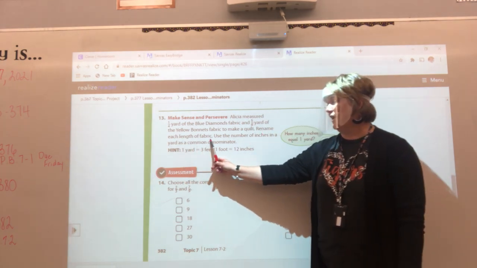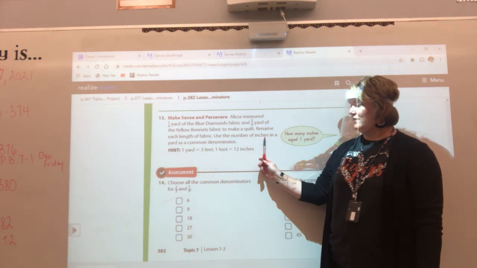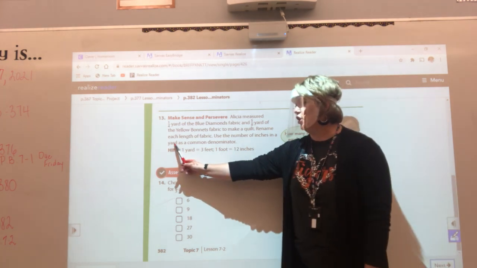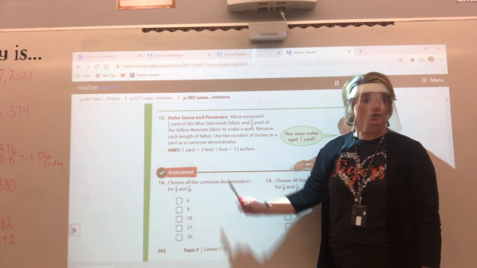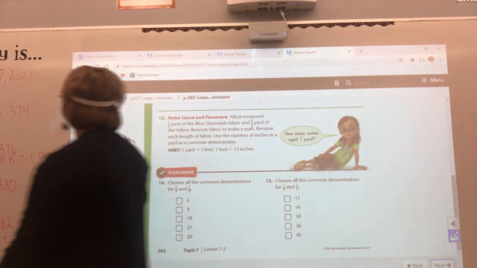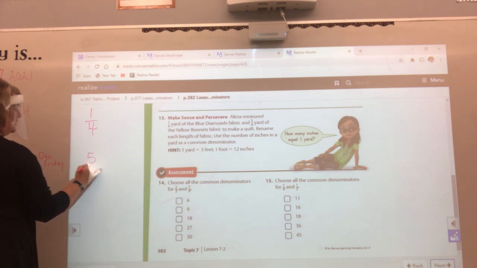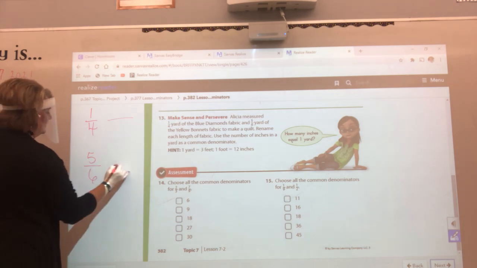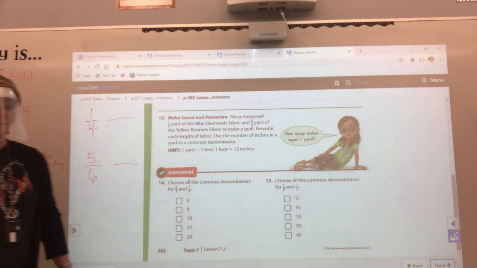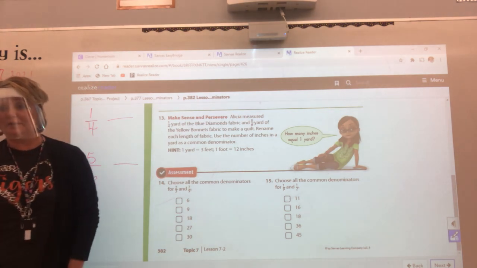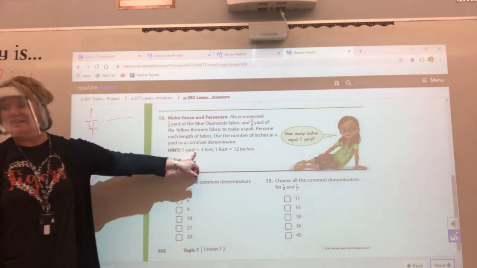Rename each length of fabric. Use the number of inches in a yard as a common denominator. Come over to the side and write our fabric amounts. 1/4 and 5/6. Now, we got to figure out how many inches are in a yard because we don't know what goes there. They gave us a hint.